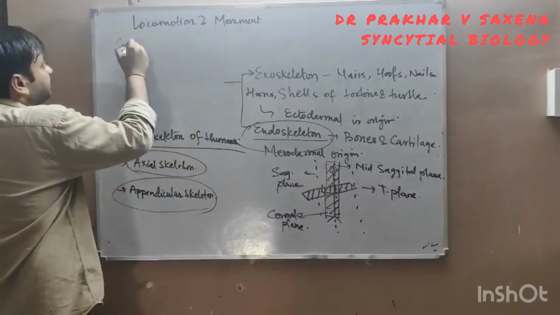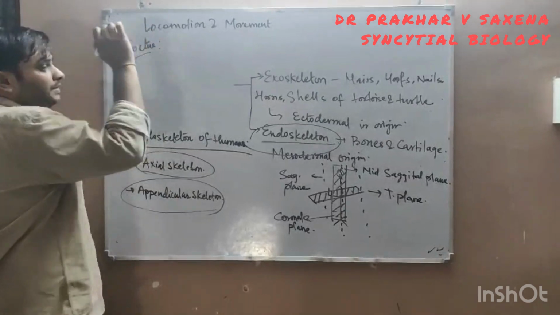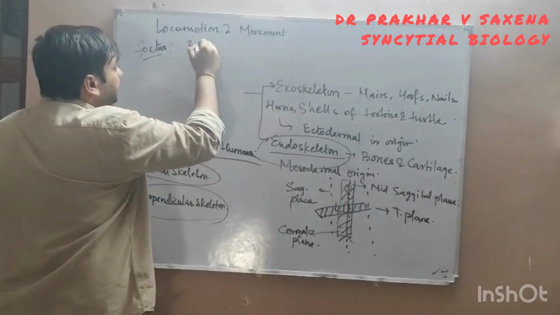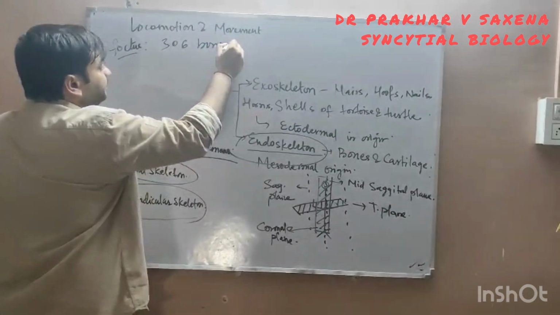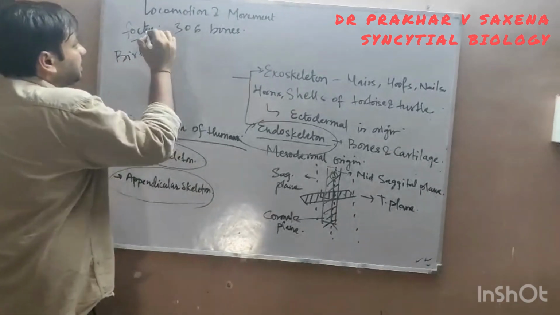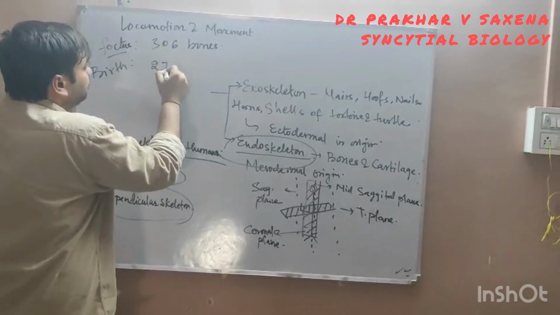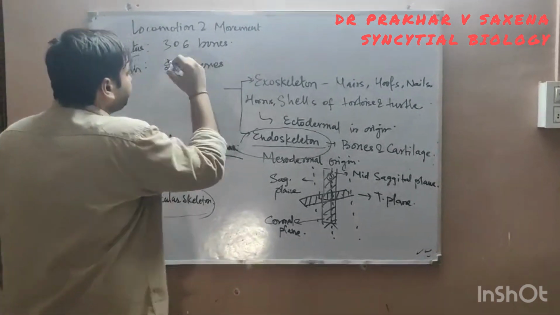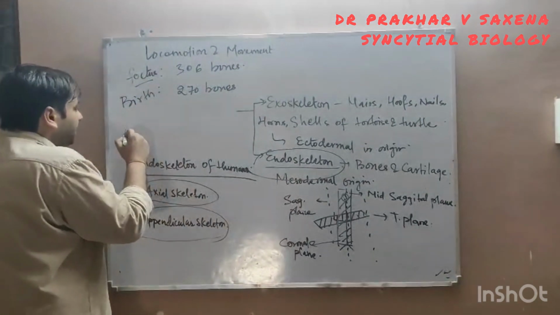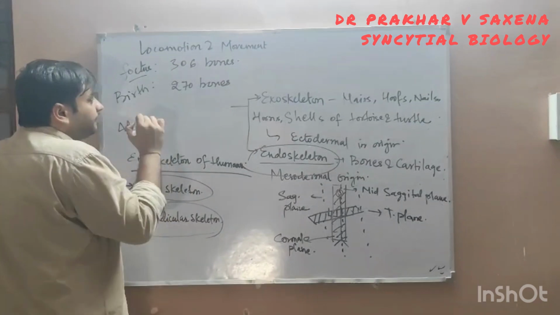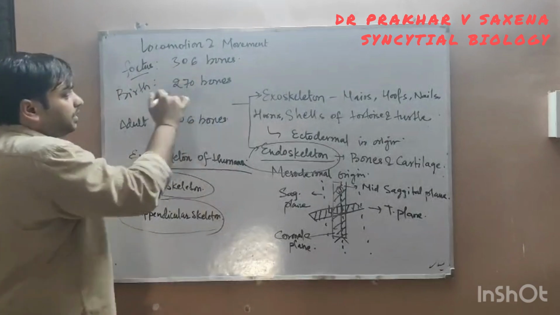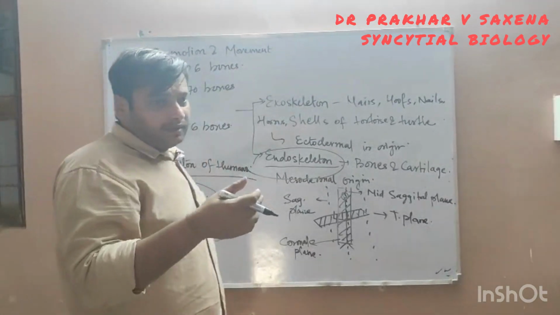So in a fetus prior to delivery, there are around 306 bones. Now at the time of birth, the number of these bones comes down to 270. And as you grow and mature into an adult, the number further comes down to 206 bones. Now why is this number coming down? Because the bones are fusing, right?